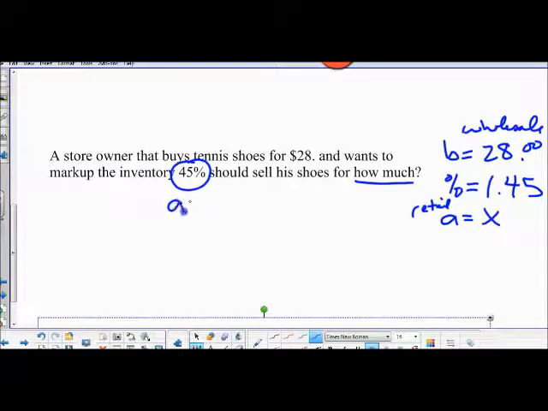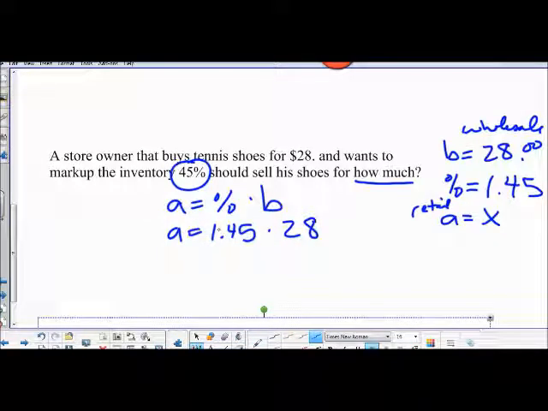So in my formula, A equals percent times base. Again, I'm using the same formula I've been using, but now the percent is an increase of 45%, so I'm going to use 145%. And the original price is $28. And on my calculator, if I could do that, I get 40.6. So that would be $40.60.